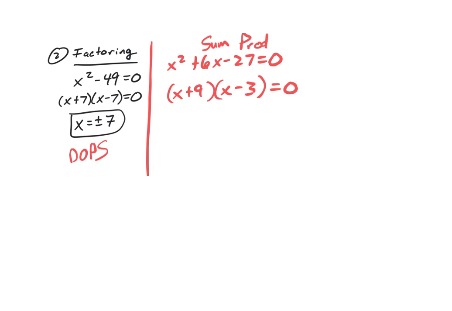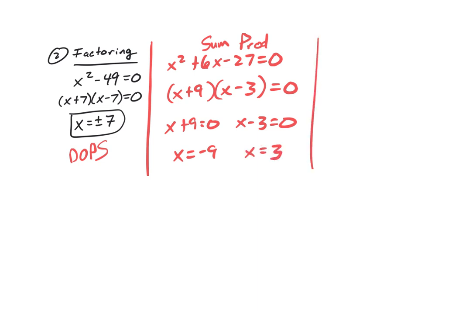Once again, just so you understand what's going on here, if I FOILed this out, this would get me back here, right? And that's the whole purpose of factoring. This FOIL gets me back here, but now this is a whole lot easier to solve because now I can set both of those equal to 0, and I get x equals negative 9, x equals positive 3.